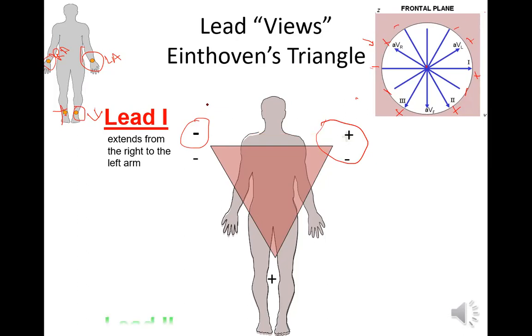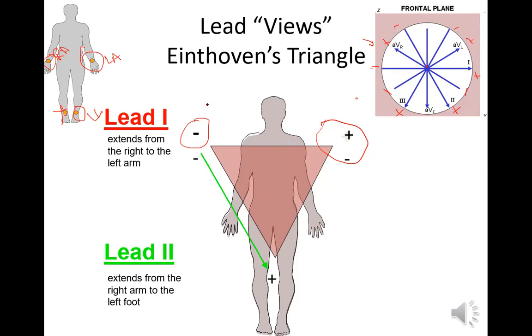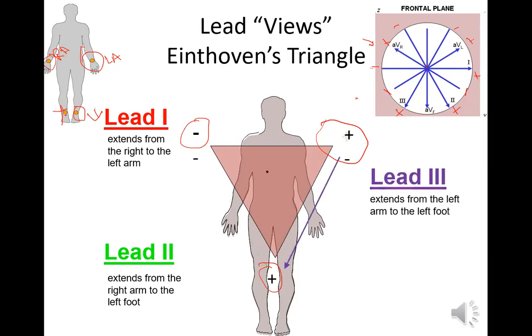Right arm. Lead 2, inferior lead. Lead 1 was a lateral lead. Lead 2 is an inferior lead going down to the left. What's the positive electrode for lead 2? Left leg, very good. And the negative electrode? Good. And the opposite direction is lead 3. Lead 2 and lead 3 are both inferior leads. What's the negative electrode for lead 3? Left arm, and the left foot or left leg would be the positive electrode.